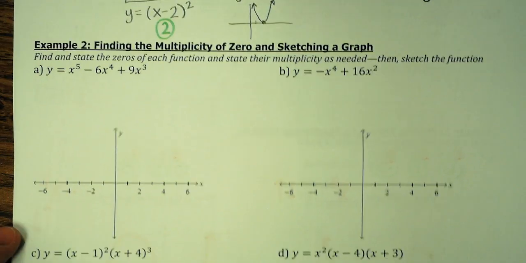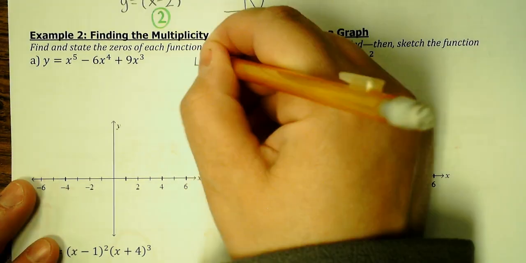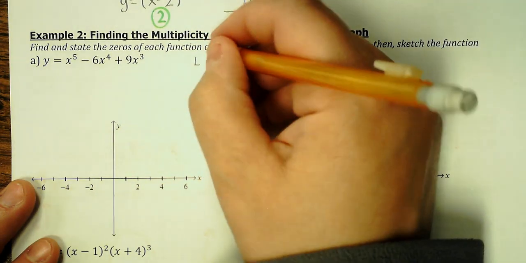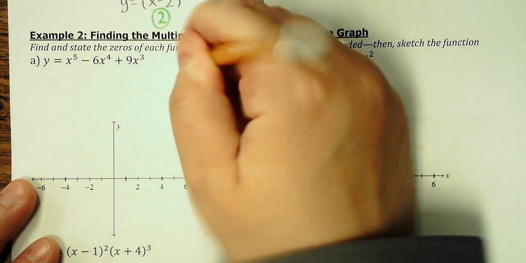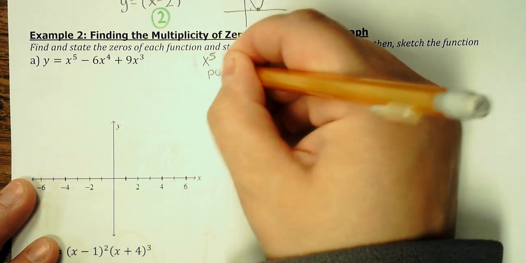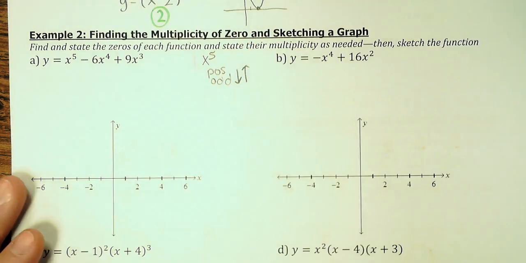Okay, now here's another thing that you might run into. We're not in factored form, so it's not easy to see the zeros. The leading coefficient here and the degree, though, are really easy to see. So this is x to the fifth. So this is going to be positive and odd. So I know my end behavior, down at the beginning, up at the end, right away.